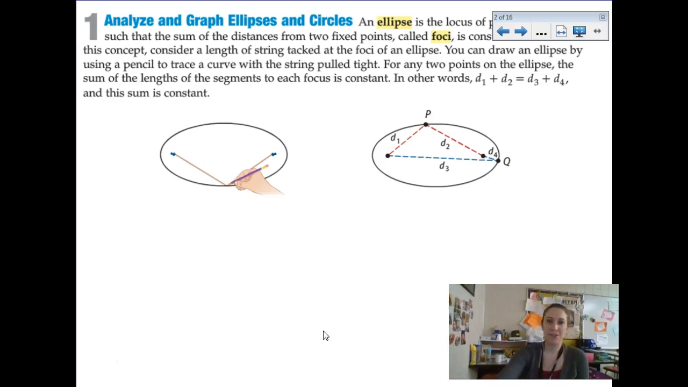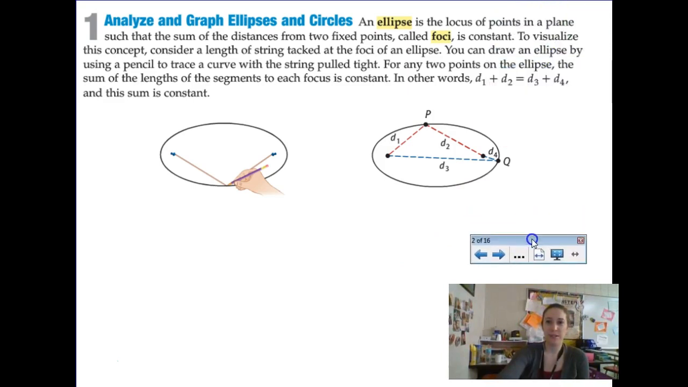So an ellipse is oval in shape, but basically it's a circle that got stretched out, if you want to think of it that way. And we have some common vocabulary terms that are going to pop up here in the next couple sections. Foci, two focus points. They are two fixed points, and the distance between them is constant.